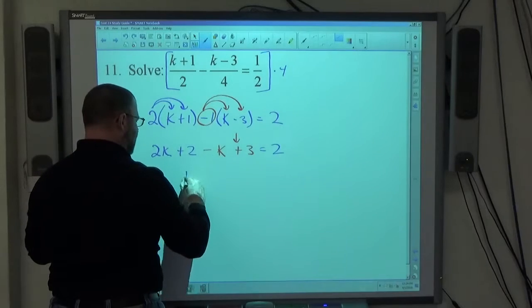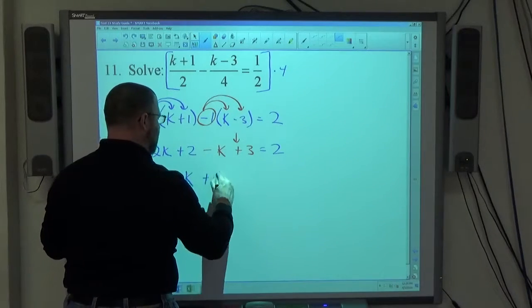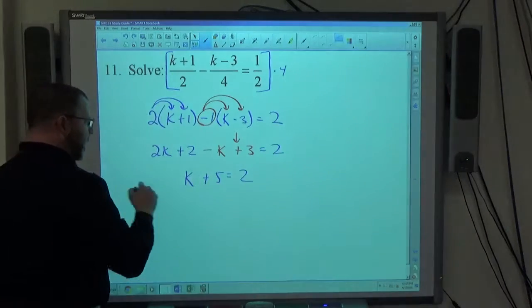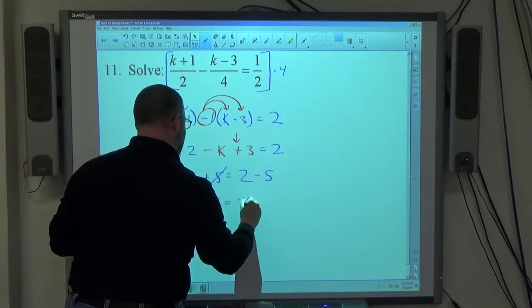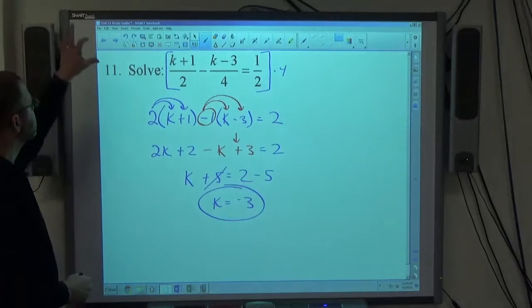2k minus 1k makes k. 2 plus 3 is equal to 5. That's supposed to equal 2. And if k plus 5 equals 2, we move the 5 over and get k is equal to negative 3.